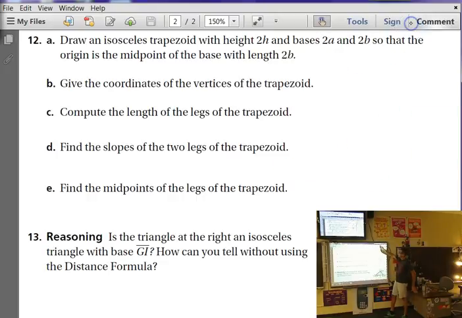I'm not capturing this because in case we still have more questions, I want to keep the trapezoid up there.